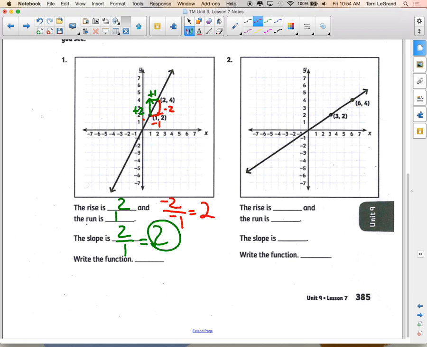This is still 2. So it doesn't matter which point you start with, okay? But if you don't want to have to deal with negatives and can avoid them, then start with the bottom point and go up to the one above it instead, okay? So what would our equation be then? What would our function be?